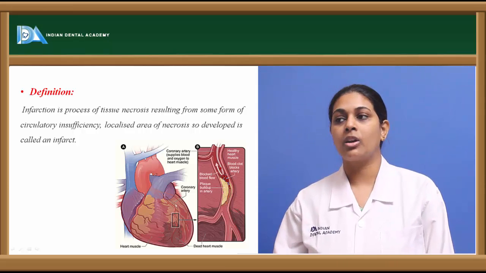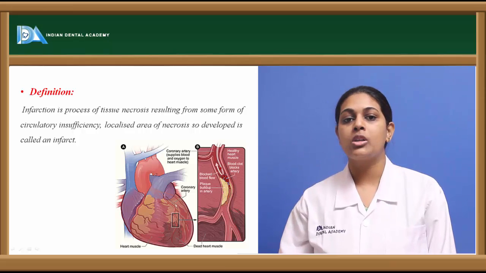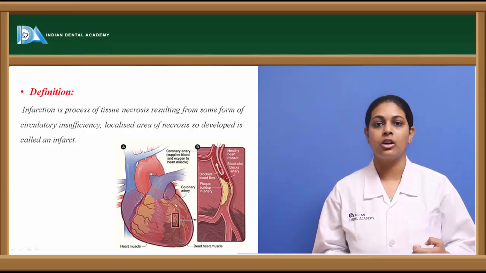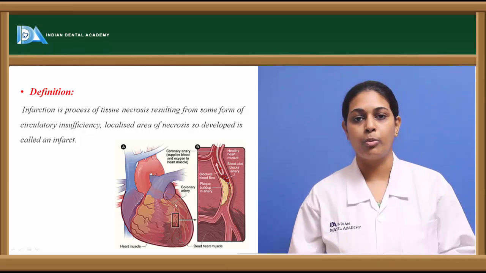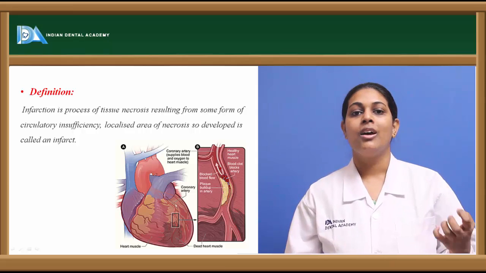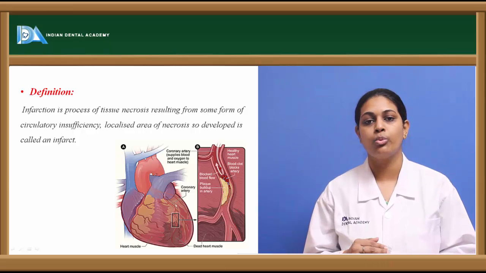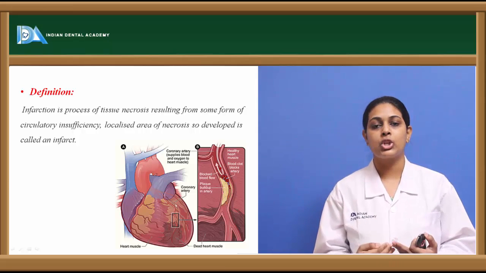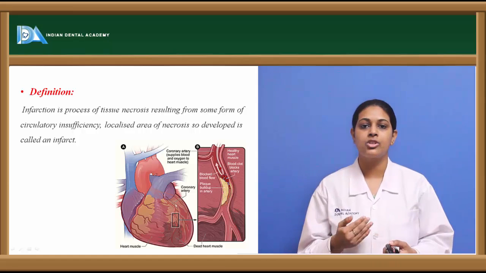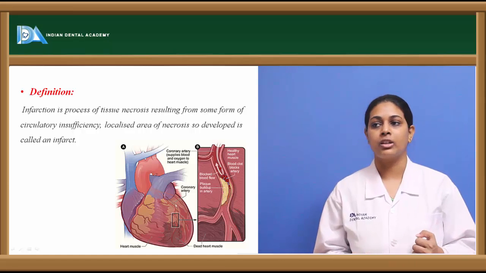So there's a picture where we can see, at the right side, a blood clot formed within the artery, because of which there's insufficiency in the circulation. The blood cannot flow properly, and because of which it results in the necrosis of the tissue which suffers such circulatory insufficiency, and this results in formation of an infarct.